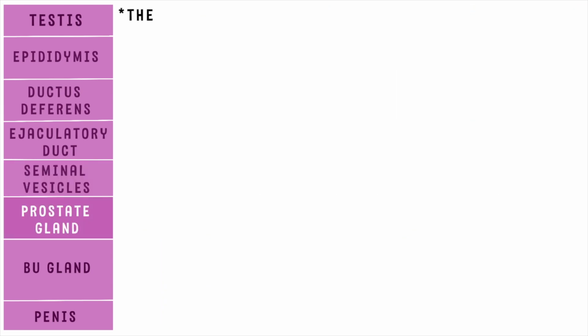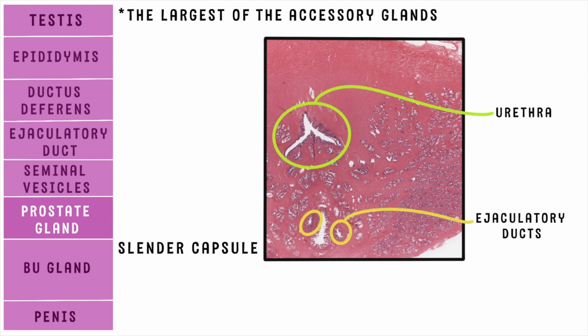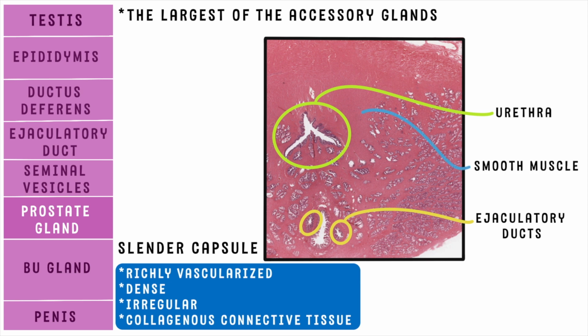The prostate gland, the largest of the accessory glands, is pierced by the urethra and the ejaculatory ducts. The slender capsule of the gland is composed of richly vascularized, dense, irregular collagenous connective tissue interspersed with smooth muscle cells. The connective tissue stroma of the gland is derived from the capsule and is, therefore, also enriched by smooth muscle fibers, in addition to its normal connective tissue cells.